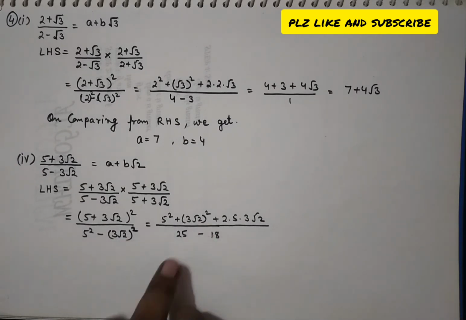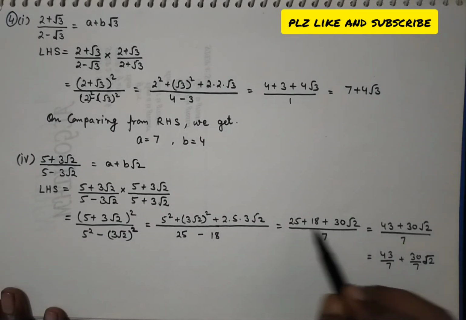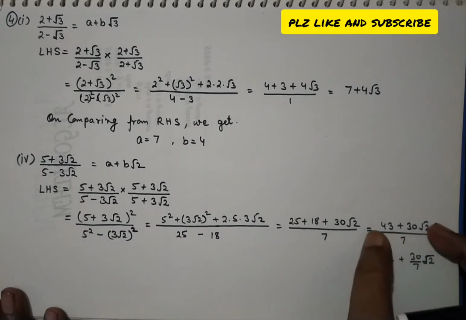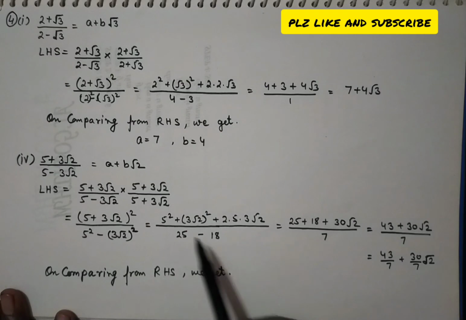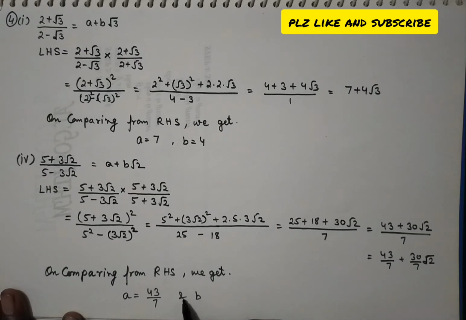And the same thing we will be doing in the numerator. Now after getting this, we have added these two, and we can split the 7 with these two separately. It is 43 by 7 and 30 by 7. Now on comparing with the RHS, in place of a we have 43 by 7, so a equals 43 by 7 and b equals 30 by 7. That's all in this one, and we'll be doing the remaining questions in the next video.